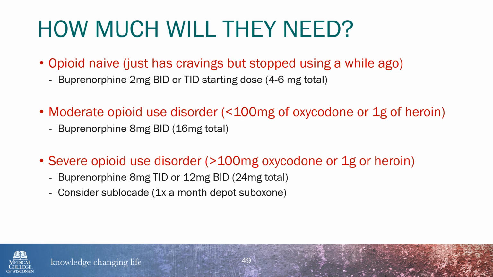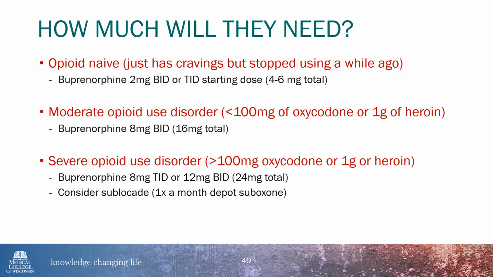Many people will report that the bupe will wear off over the course of the day, so they need that split dosing. Someone has a severe opioid use disorder that's using large quantities, so over a gram of heroin a day or over 100 milligrams of oxycodone. These are people that are probably going to need 24 milligrams to start.